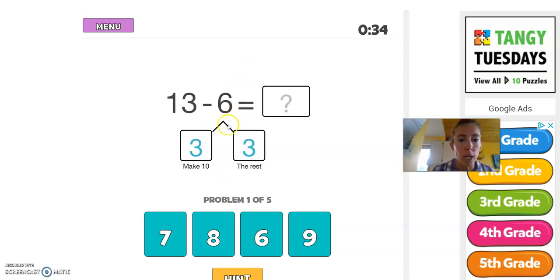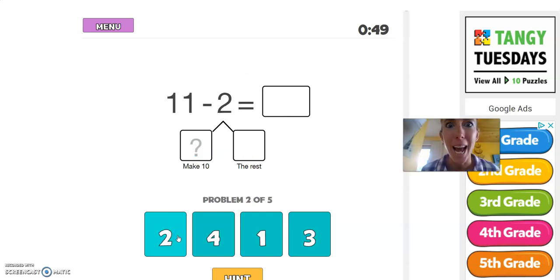So we broke apart the 6 to make this problem easier because 13 minus 3 is 10. And now we just have to go back 3 more. So 10 minus 3 is 7 because 7 and 3 gives you 10. 10 is such a special number. Okay, let's try it again.